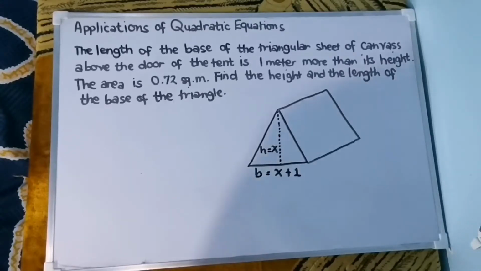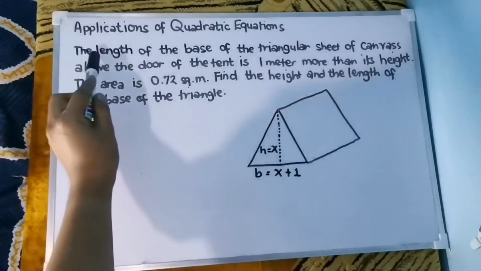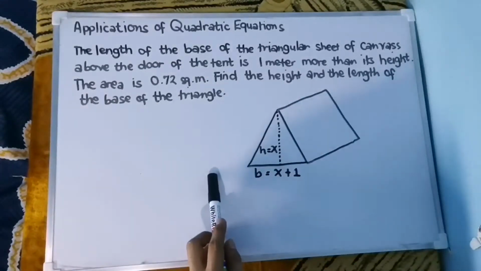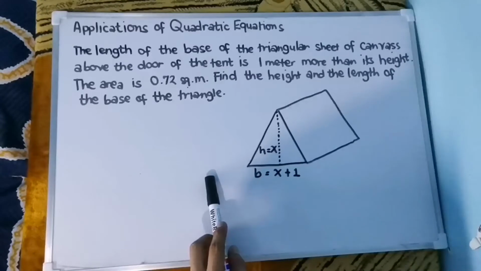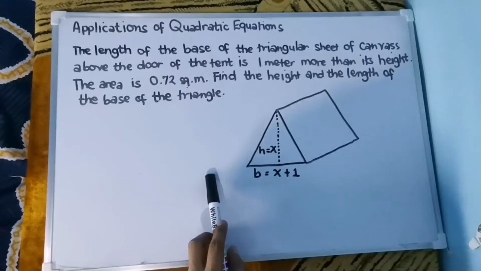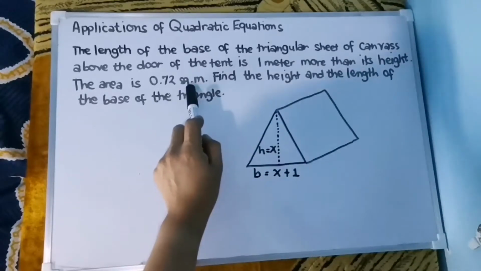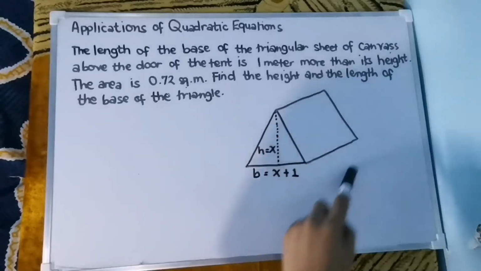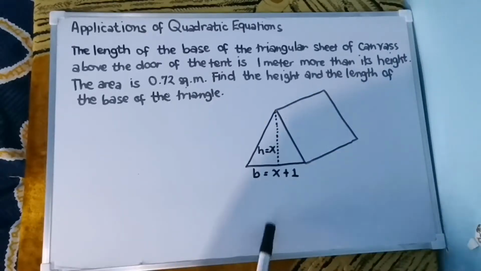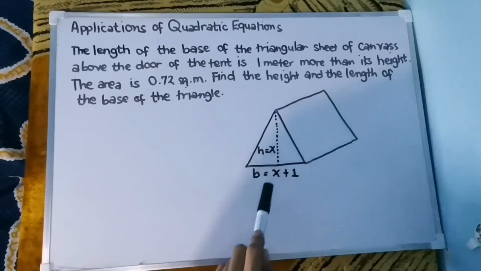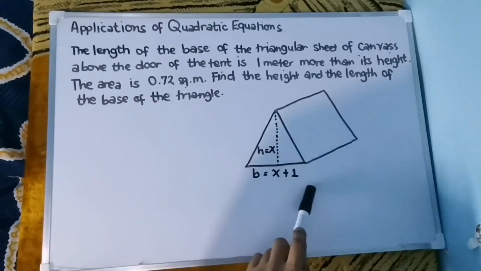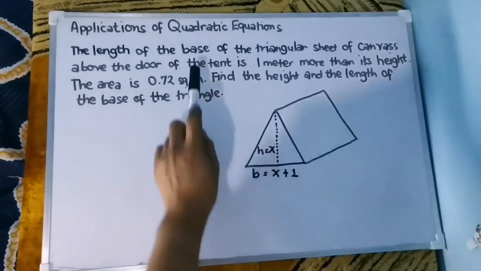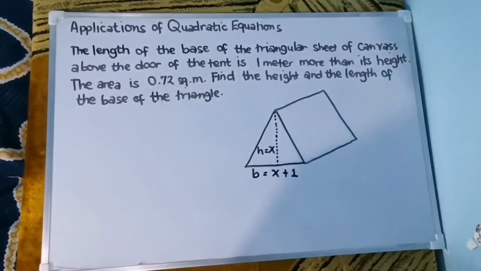So let's start. So the given problem is the length of the base of the triangular sheet of canvas above the door of the tent is 1 meter more than its height. The area is 7200 square meters. Find the height and the length of the base of the triangle. So in illustration, it should look like this one. So wherein our height is x and then our base is x plus 1 because it says here in our given that the tent is 1 meter more than its height.